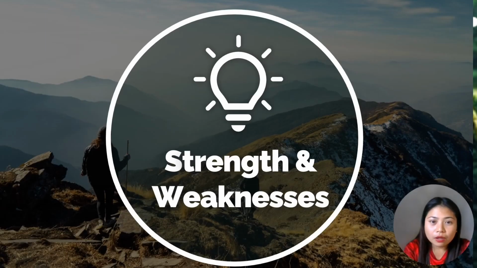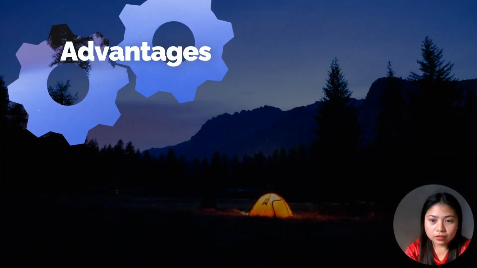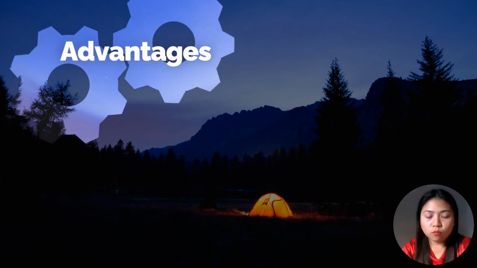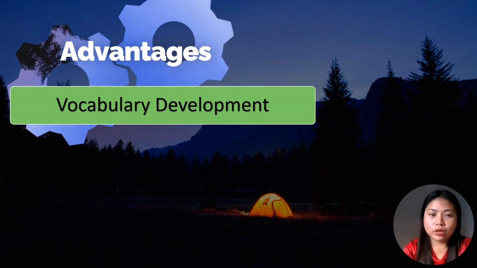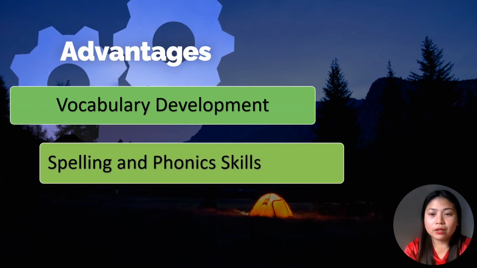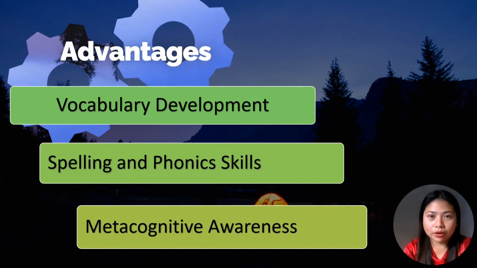And now, let's talk about the strengths and weaknesses of a word sort. It has its own advantages and disadvantages. First, what are the advantages of word sorting? The first one is vocabulary development. The second one is spelling and phonics skills. And the last one is metacognitive awareness.